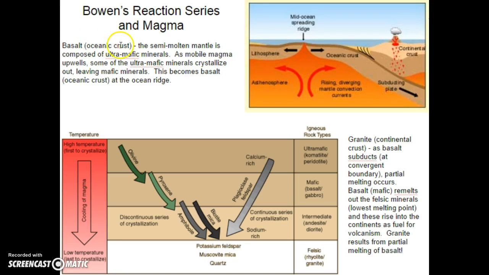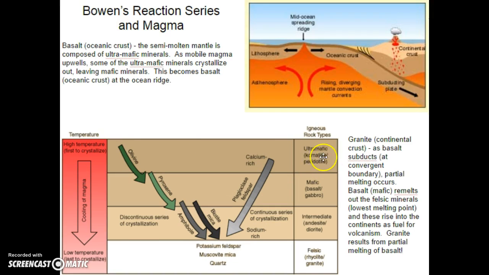Basalt, oceanic crust, this is what comes from the molten mantle that is composed of ultramafic minerals. As mobile magma upwells, or moves upwards, right? It's moving vertically. Some of the ultramafic minerals crystallize out, leaving only mafic minerals. So here's what I'm saying. Let's look at this picture here now. Bowen's reaction series, and here it is.